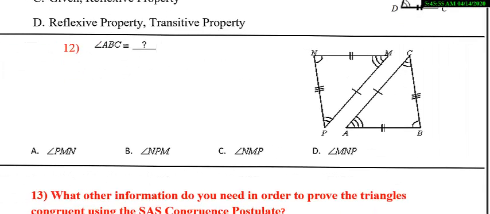Question number 12 asks what angle is congruent to angle ABC. According to the given figure, angle ABC in the right-hand triangle, which is marked with one dash, matches with angle MNP, which is choice D. Again, angle ABC is congruent to angle MNP.